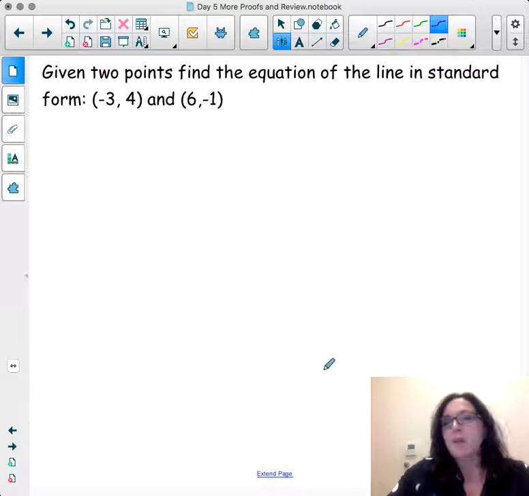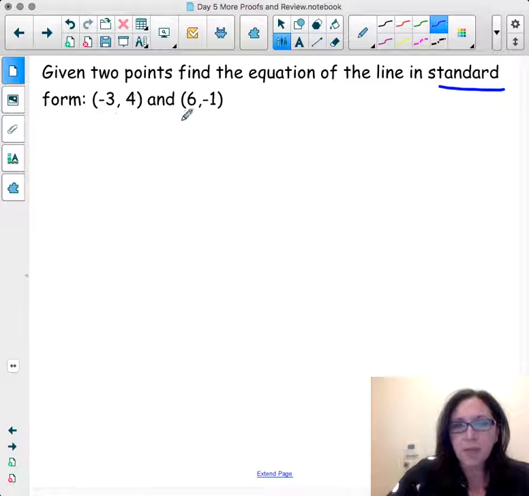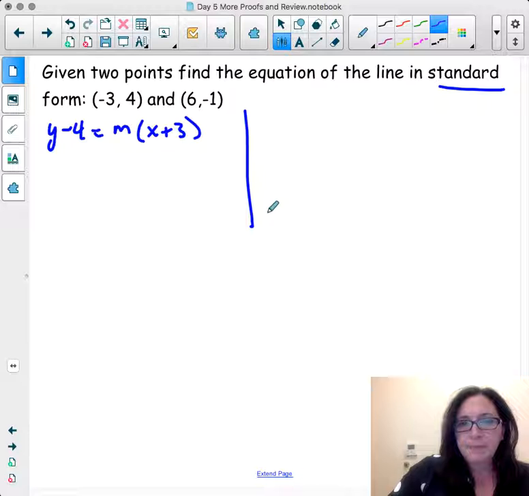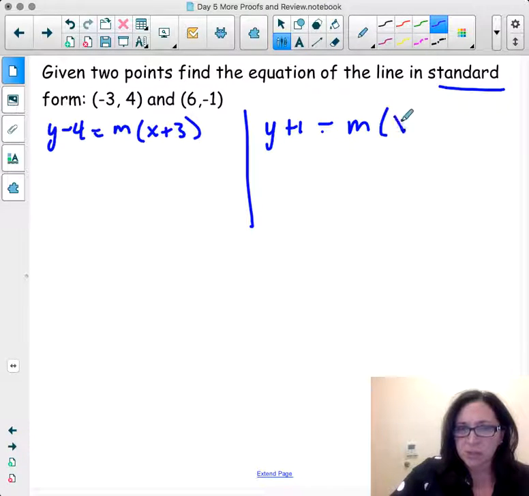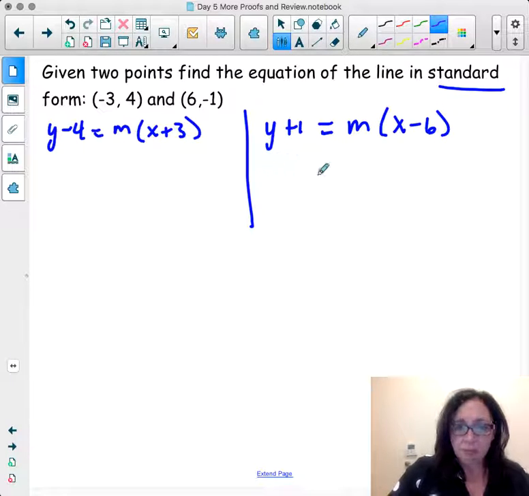All right. Now we have 2 points, and we want to find the equation of the line again in standard form. The trick to this, though, is I have 2 points. I need to pick a point. So pick your favorite point. I'm going to do both. So we got y minus 4 equals my slope, which I don't know what that is yet, times x plus 3. However, if I chose the other point, I would have y plus 1 equals my slope times x minus 6. Something to consider is you don't have to do this twice. Pick one way and stick with it. I'm just showing you both ways just for fun.